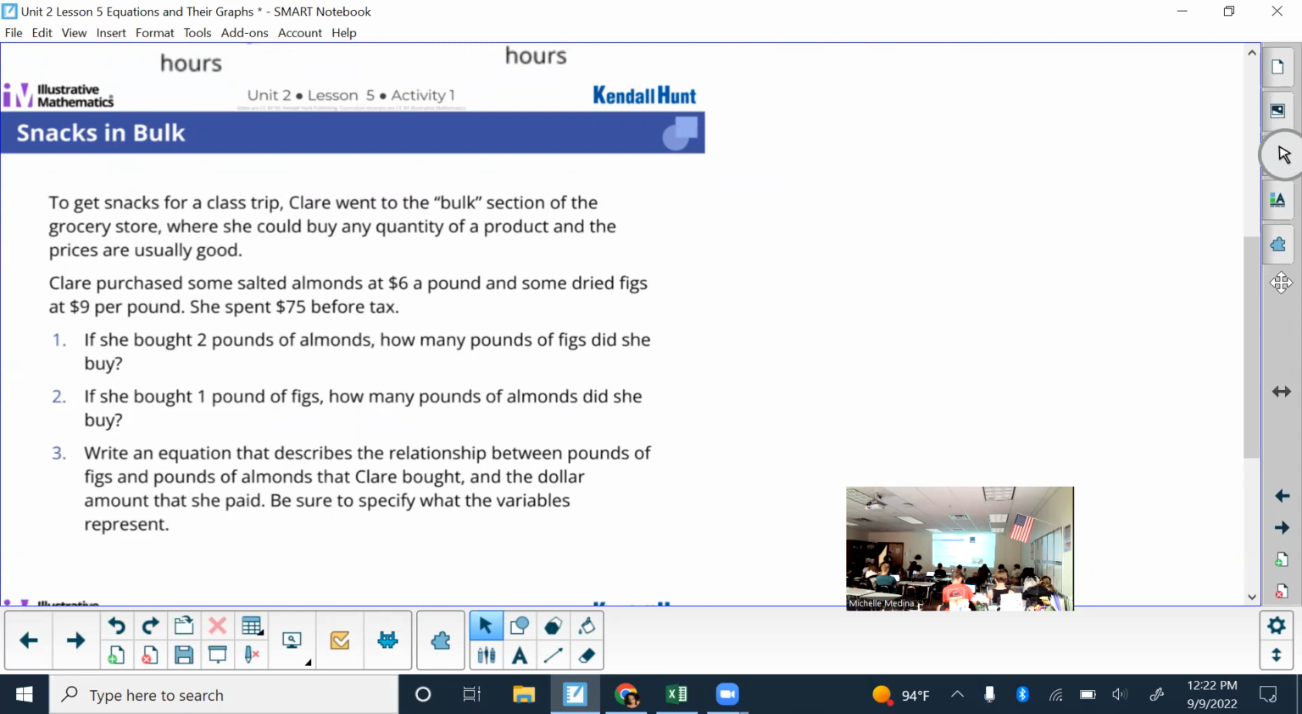So you guys, on your own first, answer these first two. If she bought 2 pounds of almonds, how many pounds of figs did she buy? If she bought 1 pound of figs, how many pounds of almonds did she buy? Try that first. Go over it in about 2 minutes.